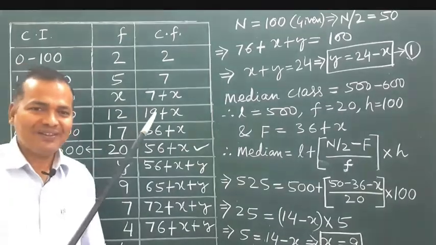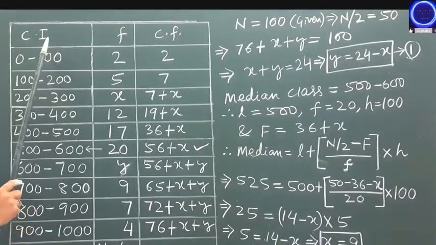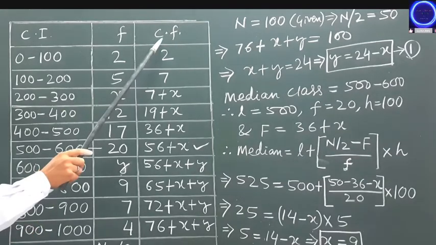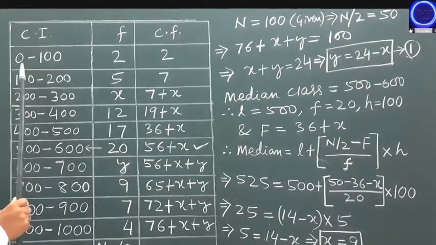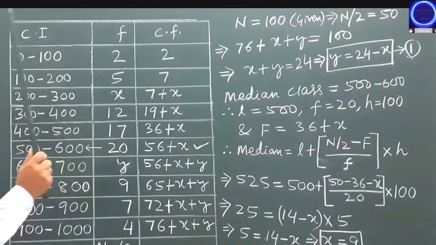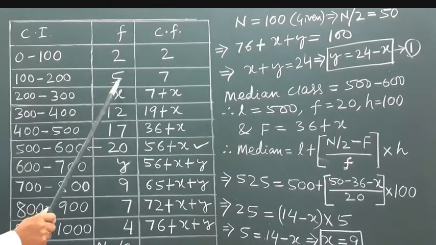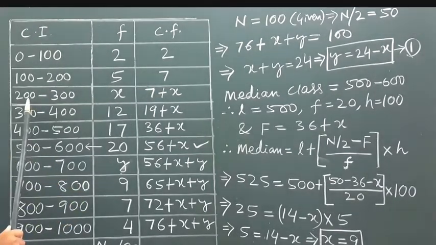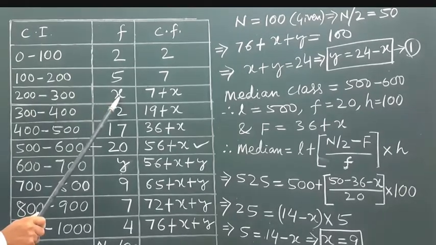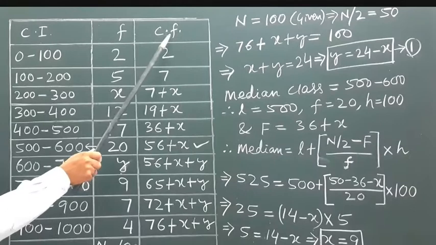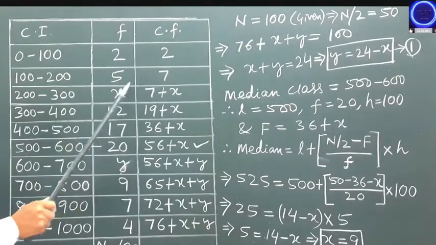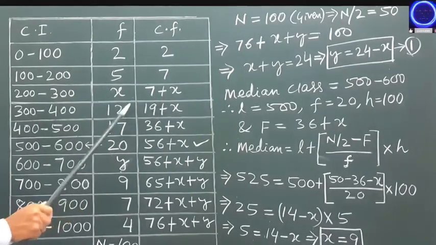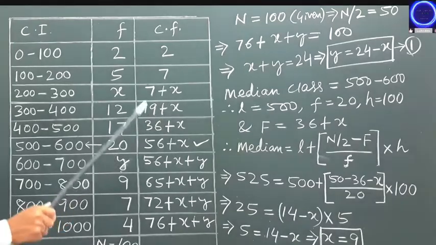Here is the solution. Make the table containing class intervals, corresponding frequencies and cumulative frequencies. For 0 to 100, the cumulative frequency is 2 only. Then for the next class 100 to 200, it is 5, so the cumulative frequency will be 2 plus 5, that is 7. For the next class 200 to 300, the frequency is x. One variable is introduced, so the cumulative frequency will be 7 plus x. For the next class it will be 7 plus x plus 12, that is 19 plus x, and so on.